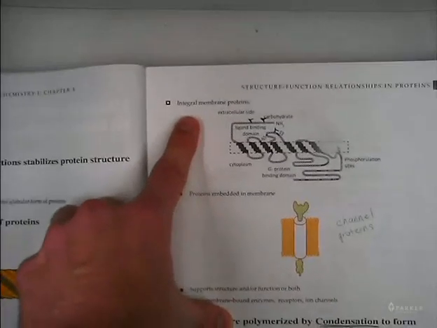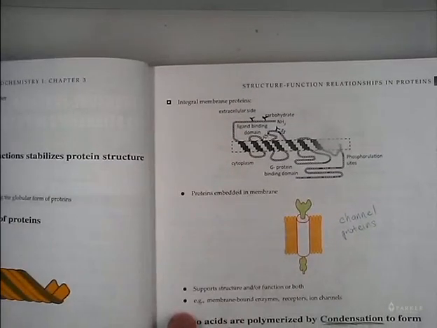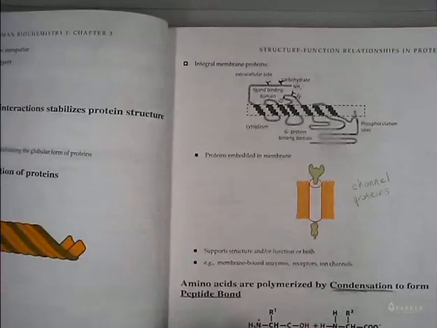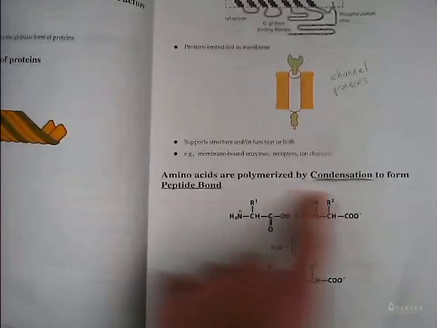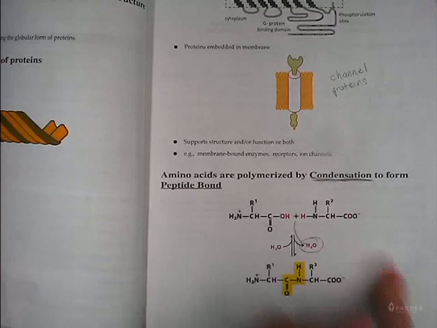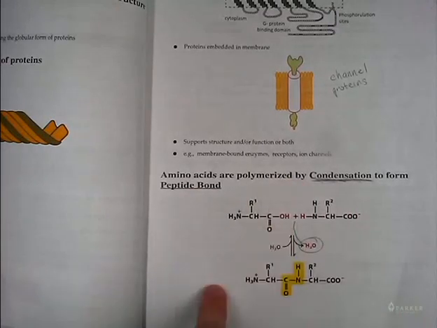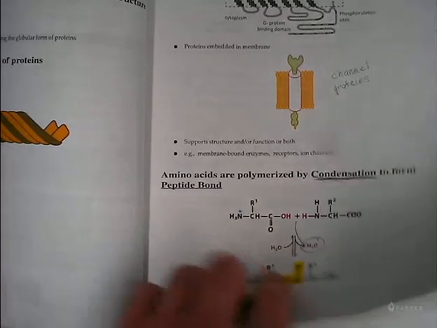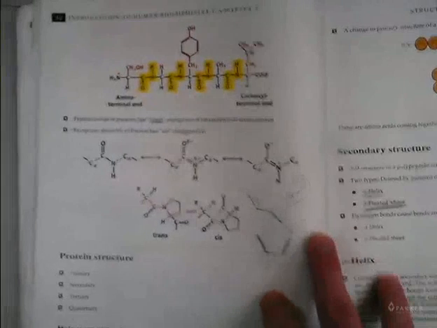Integral membrane proteins are part of that cell membrane. Proteins embedded within the membrane. Amino acids are polymerized with condensation reactions. So that means that we remove a water to make a peptide bond. Condensation, water forming.